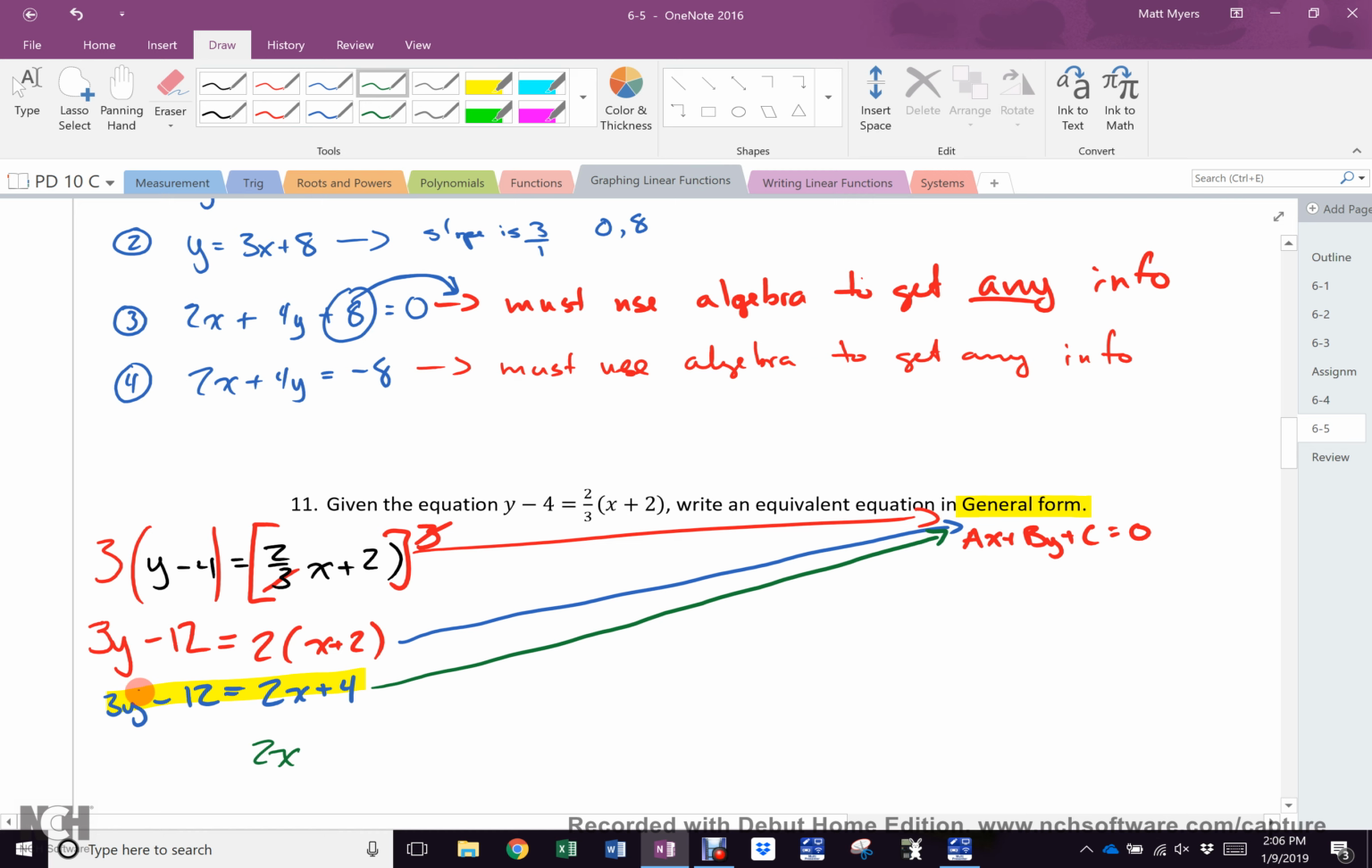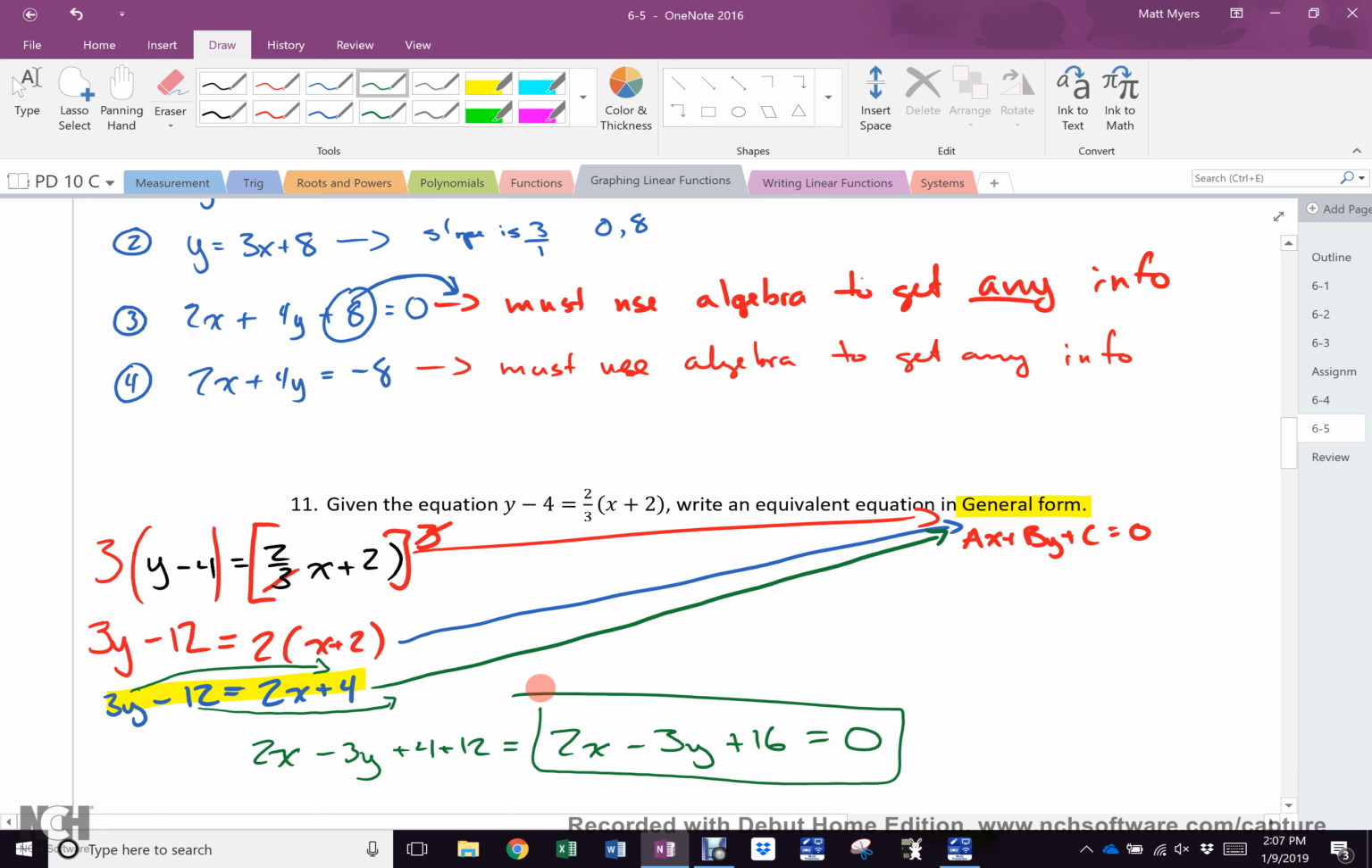In this situation, I'm trying to make this look like this. Right, minus 3y, because it's coming over here. What do I do with this? Plus 4 plus 12. And what do I get? 2x minus 3y plus 16 equals 0.